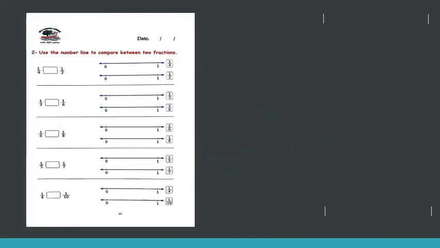Let's open your pamphlet, page 62. I have here question number 2. Use the number line to compare two fractions. If I want to compare two fractions, I can do it easily, but I must represent them on the number line at first. So I have here two number lines. On the first number line I will represent 1 over 4 and on the second I will represent 1 over 2.